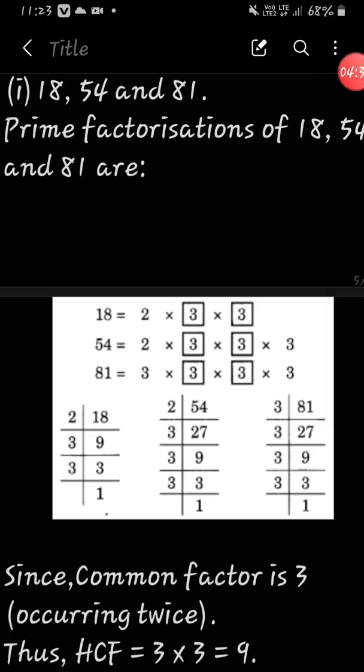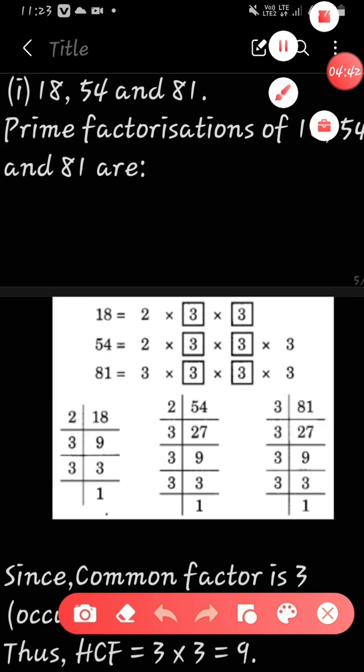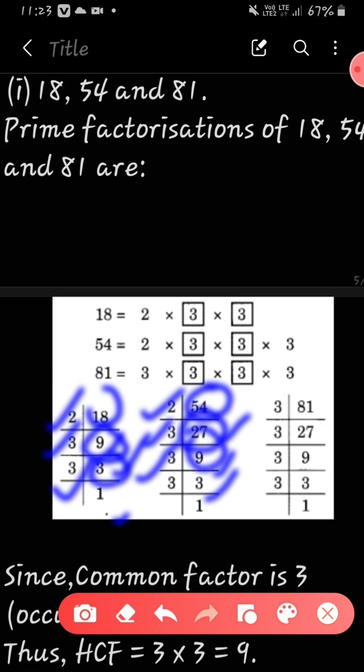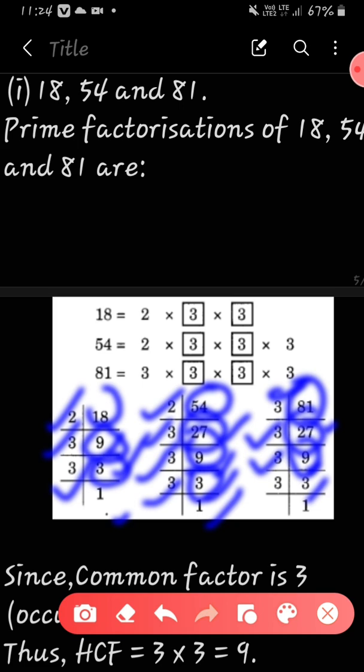Now question number 1: 18, 54 and 81. We have to find the common factors of 18, 54 and 81. So what are the factors of 18? 2 into 9, then 3 into 3, then 3 into 1. Again 54: 2 into 27 is 54, 3 into 9 is 27, 3 into 3 is 9, and 3 into 1 is 3. 81: 3 into 27 is 81, 3 into 9 is 27, 3 into 3 is 9, and 3 into 1 is 3. So we are writing the factors separately here.